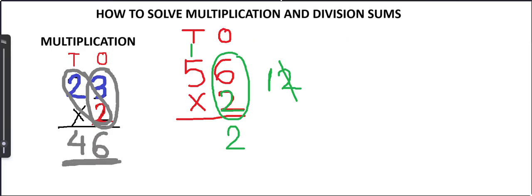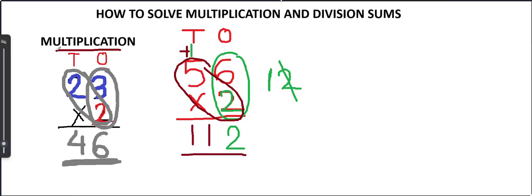Before that, let's complete the sum. Now 2 goes and speaks to 5. So 2 times 5 is equal to 10 plus 1. We are always supposed to add the carryover. So 5 times 2 is equal to 10 plus 1 is equal to 11. So our final answer is 112, right?